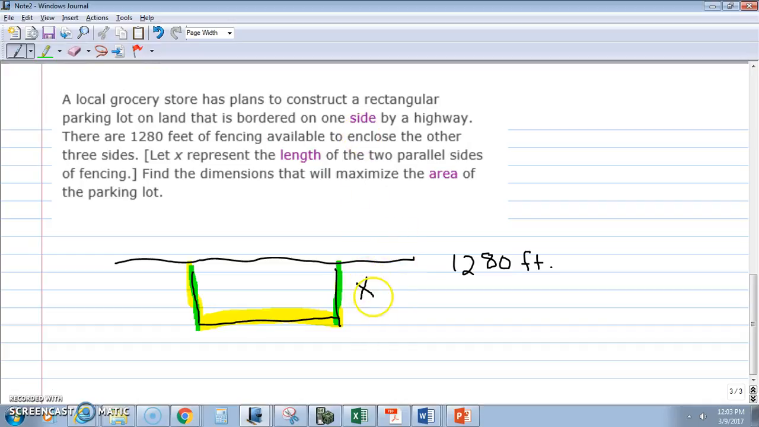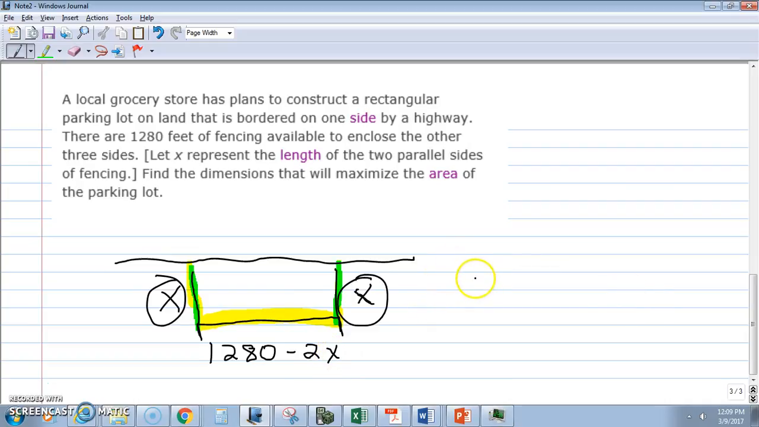If this side is x amount of fencing and this side is x amount of fencing, because that's the 2 parallel sides, and that's what the problem told me to do, and I have 1,280 feet, then whatever is left over has to be on this side, which is 1,280 minus this side, the right side, and minus the left side, so minus 2 sides, so 2 of those x's.